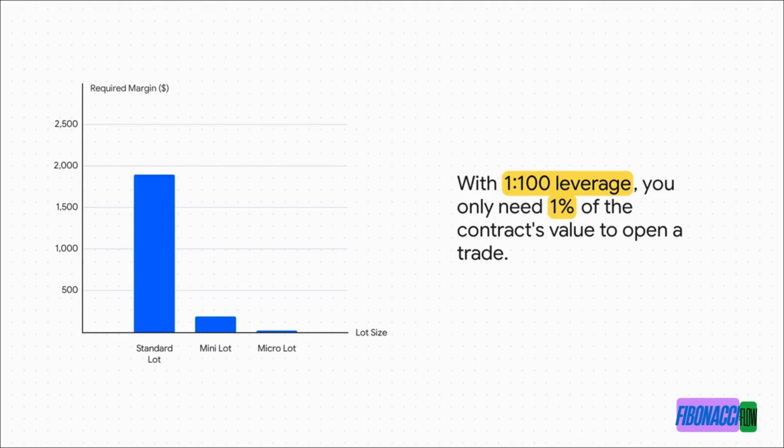And here it is. This is the answer we've been building up to. Let's say gold is at $1,900 an ounce. A standard lot, which is 100 ounces, has a total market value of $190,000. But if your broker offers you 1 to 100 leverage, you only need to put up 1% of that as margin. And what's 1% of $190,000? It's $1,900. That is how you control a huge position with just a fraction of its total value.